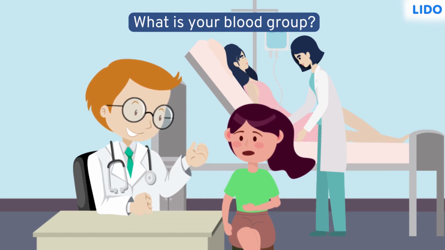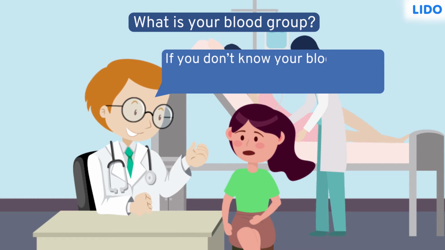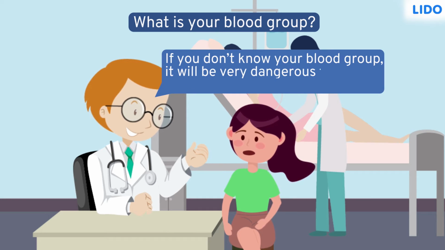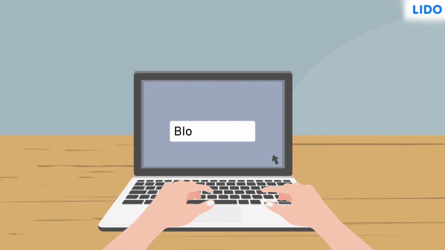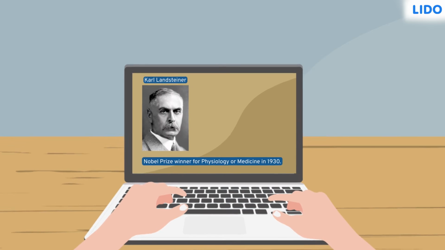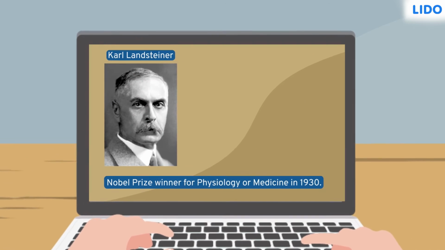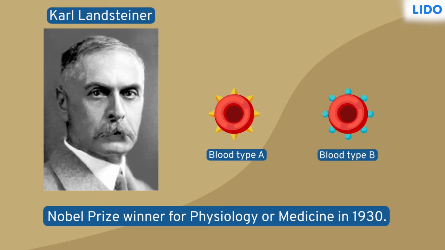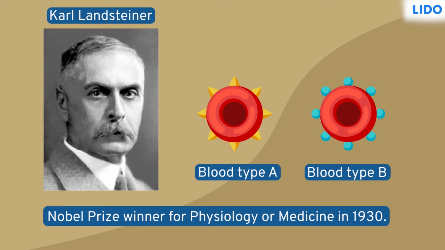Dr. Gupta told her that if she did not know her blood group and wanted to donate blood, it could be very dangerous for Janvi. She wanted to learn about blood groups and began to research on the internet. She learned that Karl Landsteiner in 1901 identified different types of blood groups in humans.